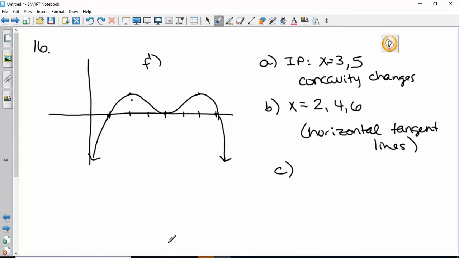Okay, part C. If this is the second derivative itself, then the inflection point is when this second derivative is 0, which is here, here, and here. So that would be at 1, 4, and 7. The reason is because that second derivative is 0. Any questions on that?